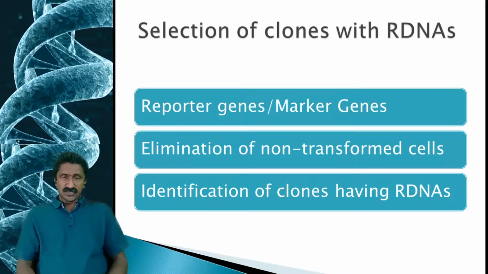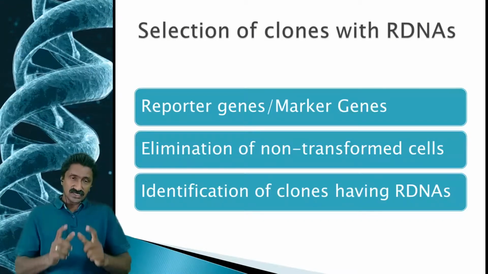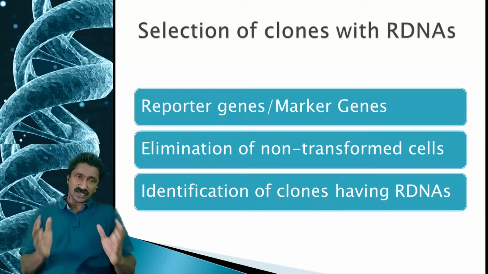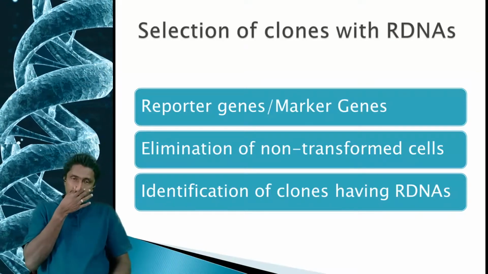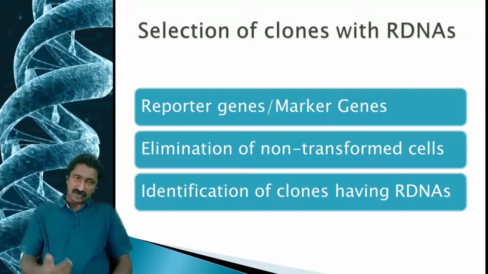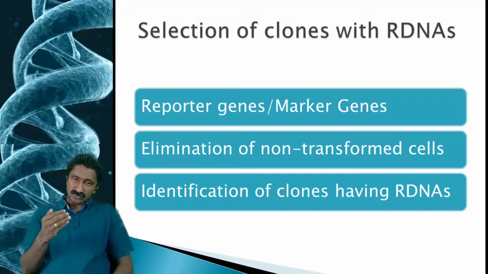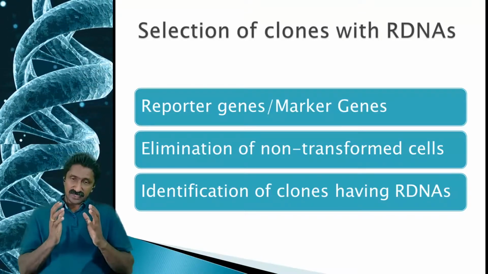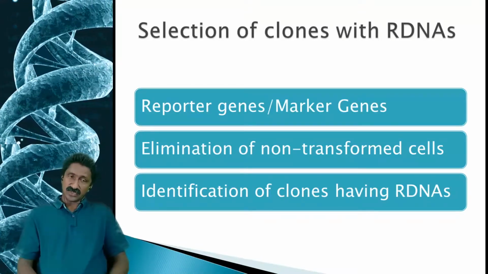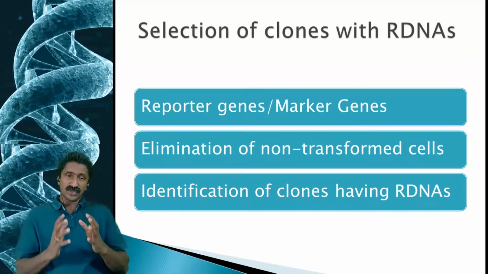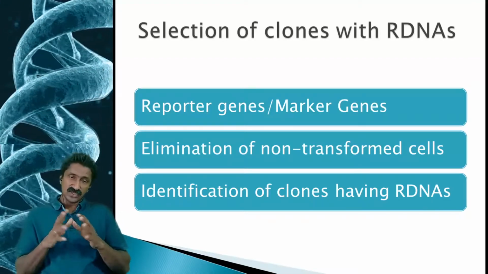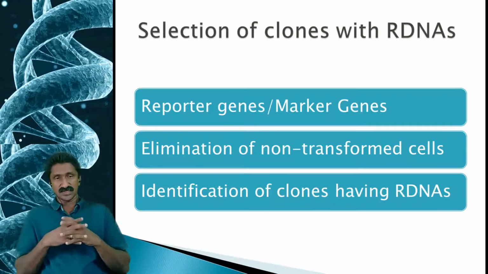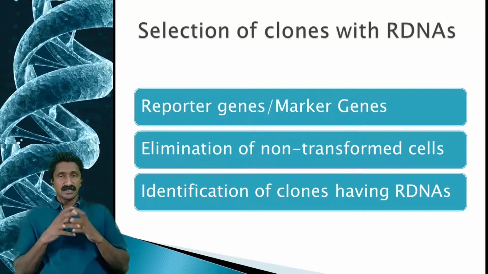Here, for the selection of the rDNAs, actually this is not specific for any particular gene type, only it screens for the rDNA constructs. And the technologies that are used were based on basically reporter genes or marker genes. Another category is elimination of the non-transformed cells, then identification of the clones having the rDNAs. So we have various steps and strategies which can be used for selection of such rDNA containing clones.